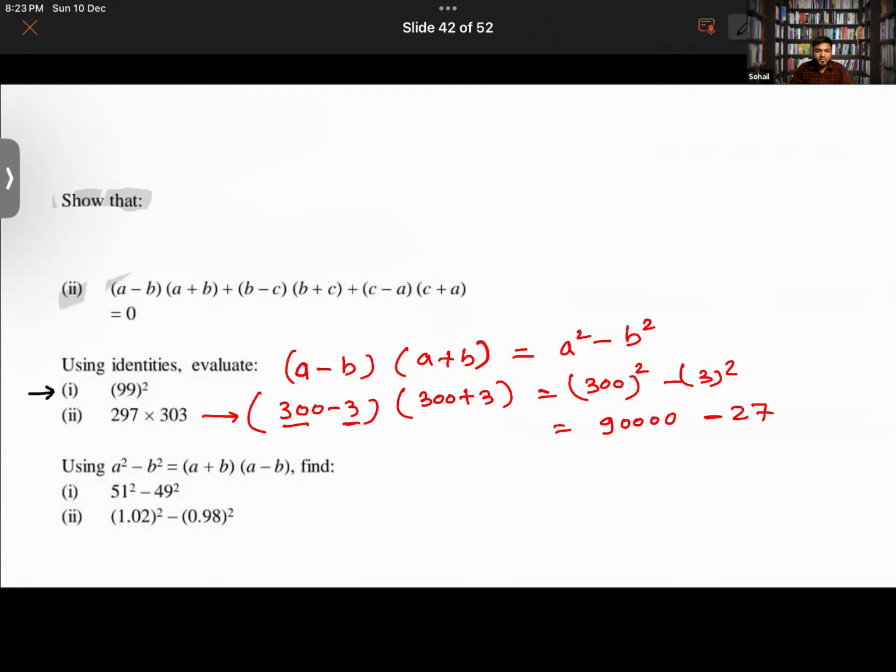99 into 99, how much is that? Is it not equal to 9,801? Exactly. Okay. For this, what would be the value for this question? Quickly, quickly.